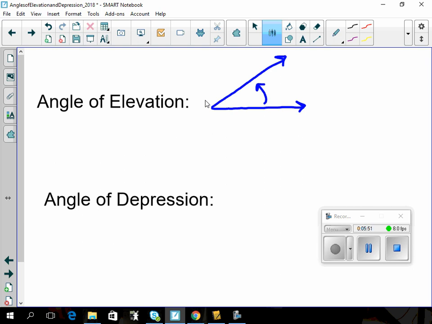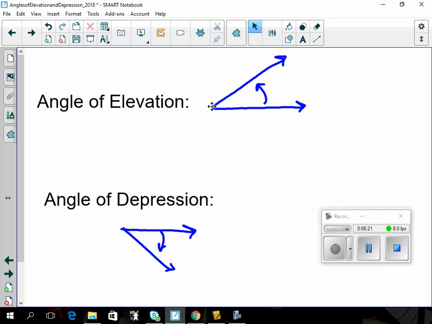So angle of depression, again, starts from some horizontal. Often it's up in the sky, and it goes down from there. So angle of depression goes from a horizontal down, okay? So angle of elevation goes from a horizontal up, and angle of depression goes from a horizontal down. Do we have those two definitions?